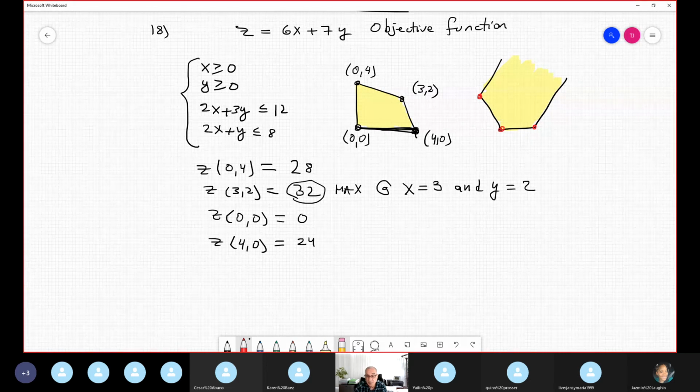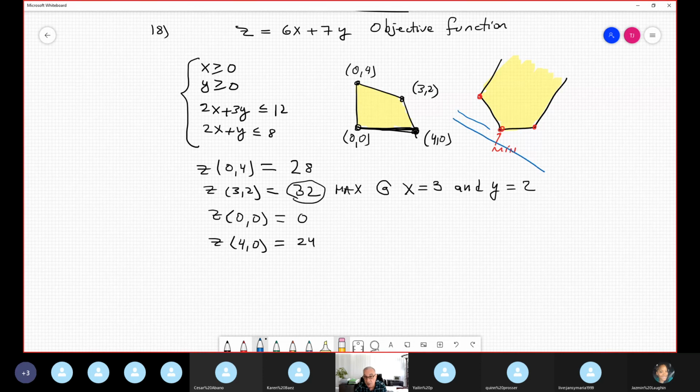In this case, the typical problem of the minimum. Maybe this is the minimum, I don't know, depending on the objective function. Suppose that the objective function looks like that. When you approach it, you touch this corner first. But the majority of cases is a closed figure forming a polygon. Any questions, guys?